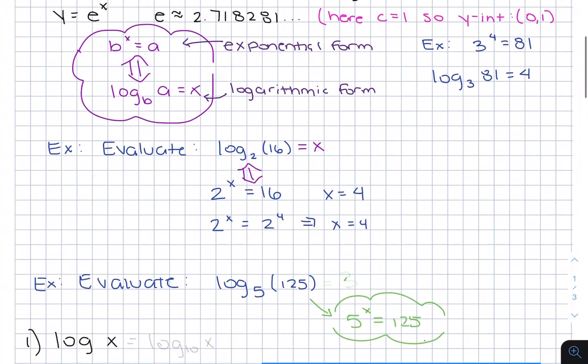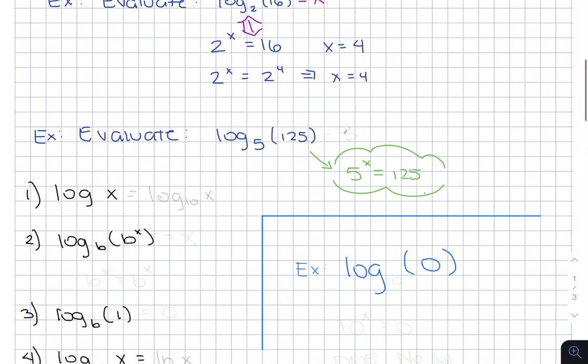So let's take a look at another example. If we wanted to evaluate log base 5 of 125, we would basically have to think of 5 raised to what power gives us 125. So let's see. We know that 5 to the 3rd power is 125. So that must mean that this is just equal to 3.